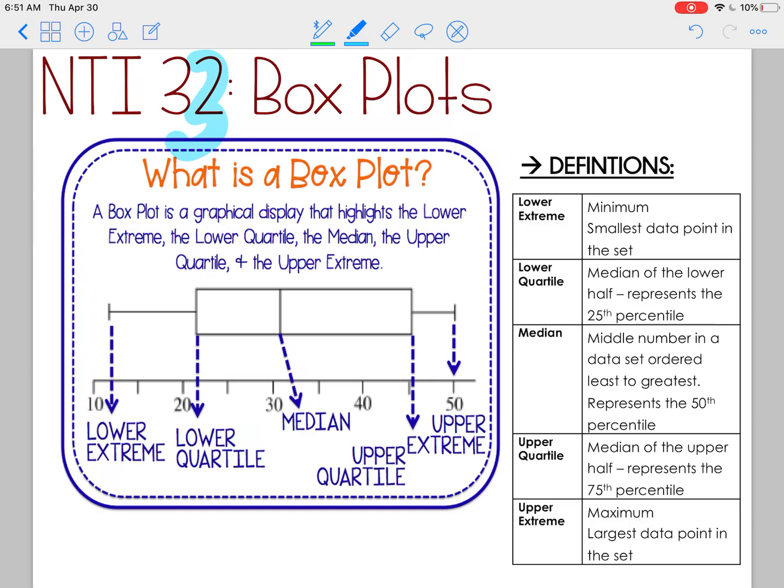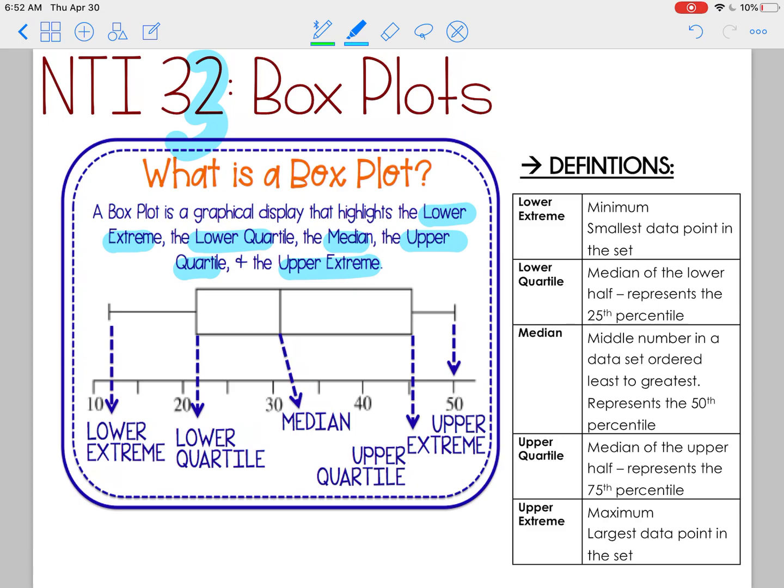And today we're going to be carrying on with our statistics and we're going to be talking about a box plot. The first thing that we need to talk about is what a box plot is. A box plot is a graphical display that highlights the lower extreme, the lower quartile, the median, the upper quartile, and the upper extreme. We talked about yesterday when we learned interquartile range, we talked about the lower quartile and the upper quartile. And today we're just going to put the lower quartile, the upper quartile, the median, and then our lower extreme and our upper extreme on a box plot.